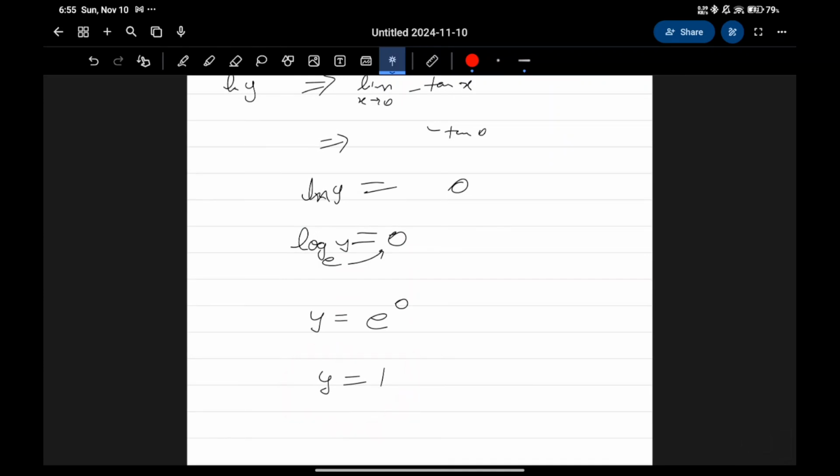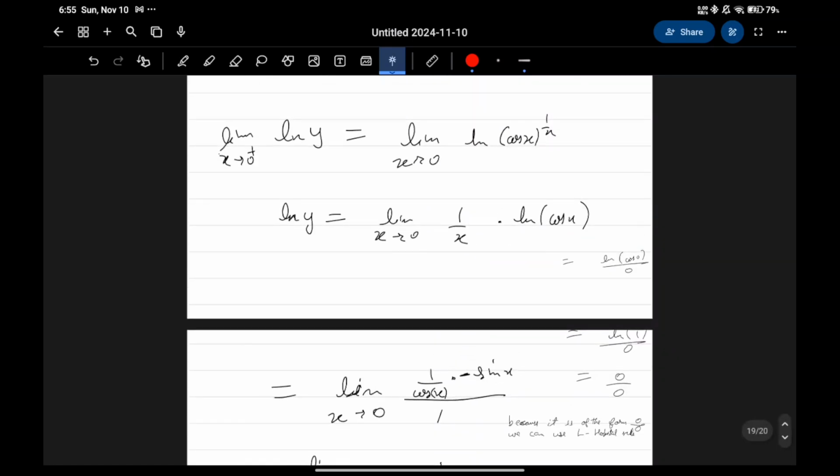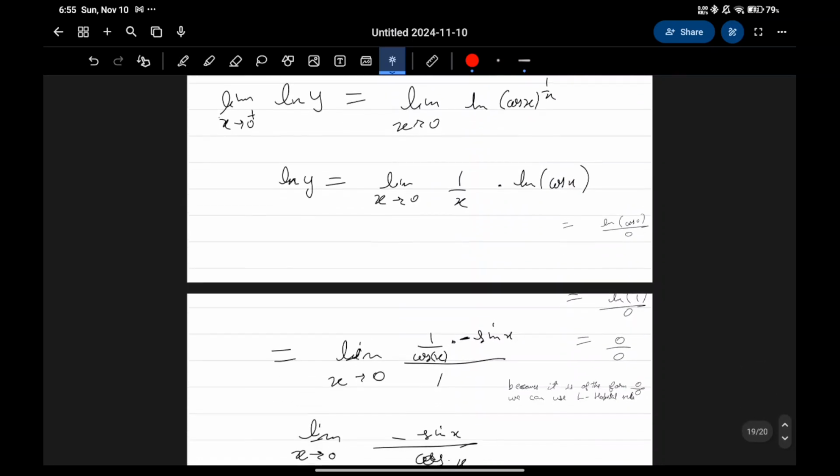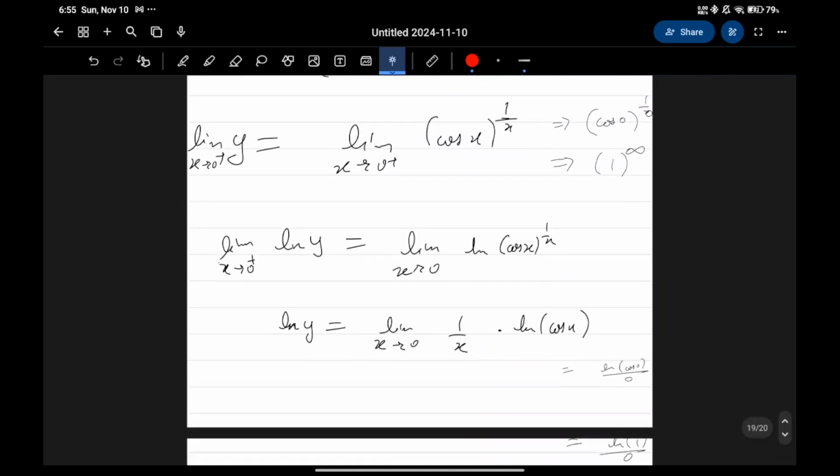Are we 100% sure with that? Do we have any doubts? For sure. One over cosine x.